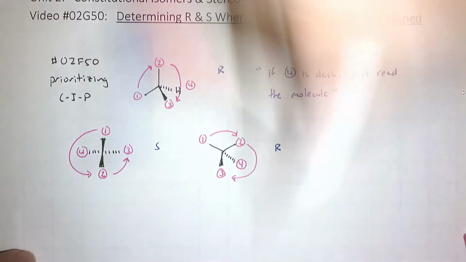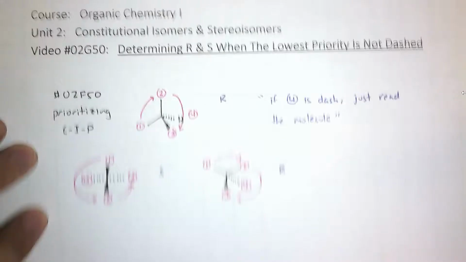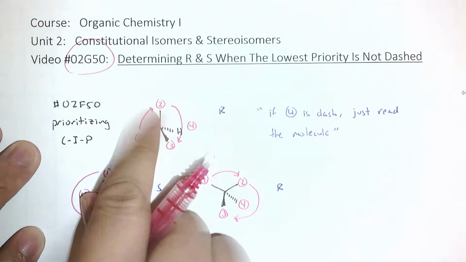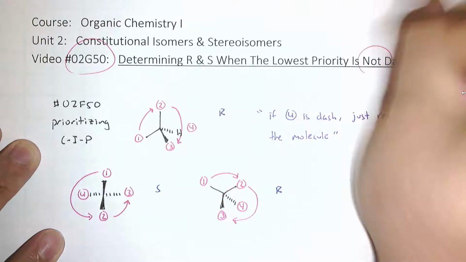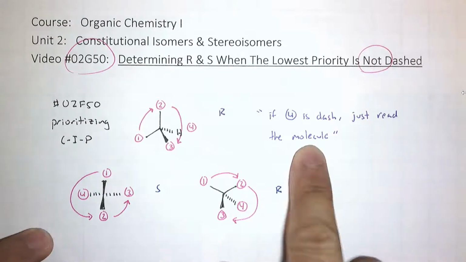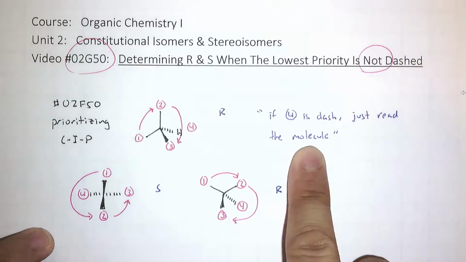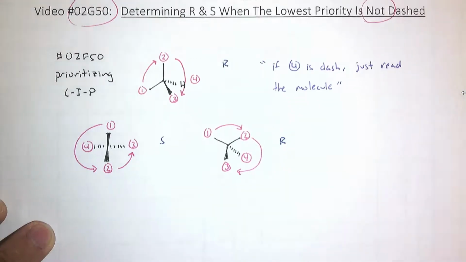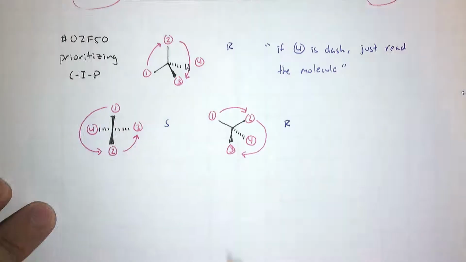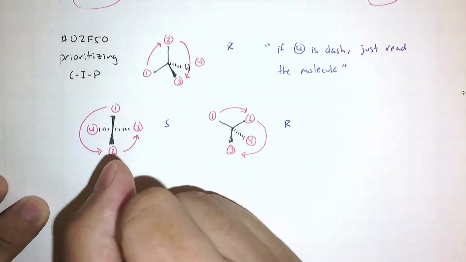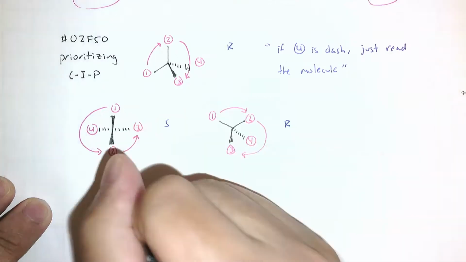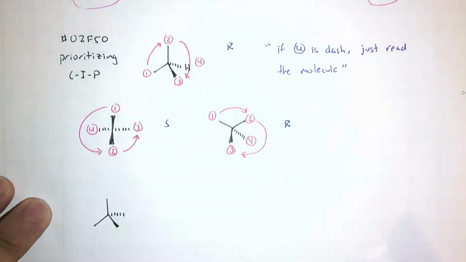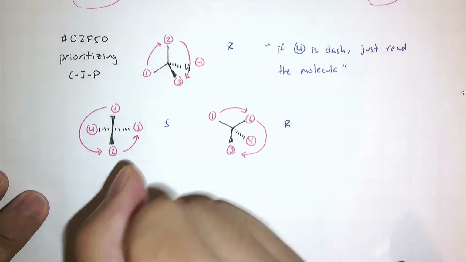Now, the purpose of this video, again, is determining R and S when the lowest priority is not dashed. So there's our first rule or trick. What if it's wedge? Let us take this standard drawing of a tetrahedral carbon and purposely make priority number 4 wedge.